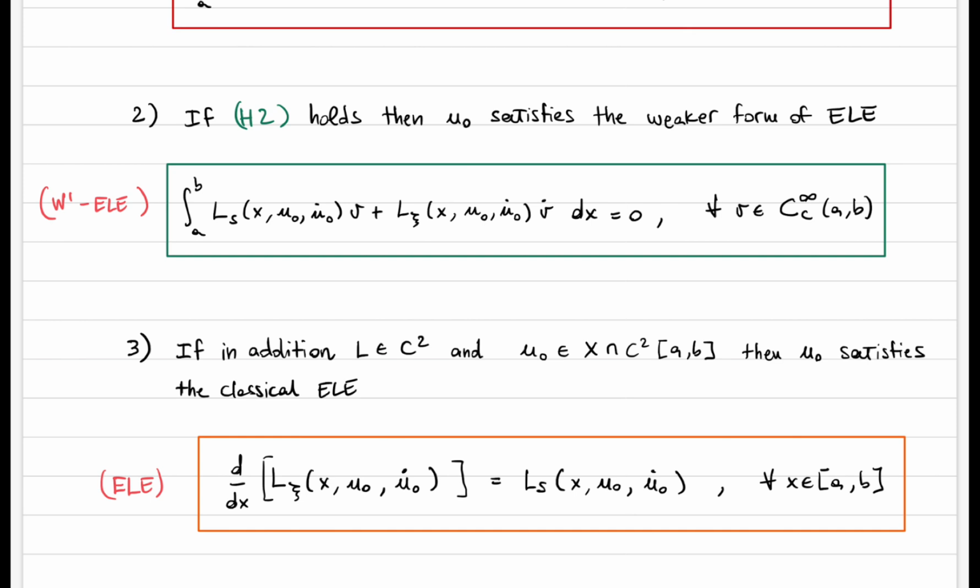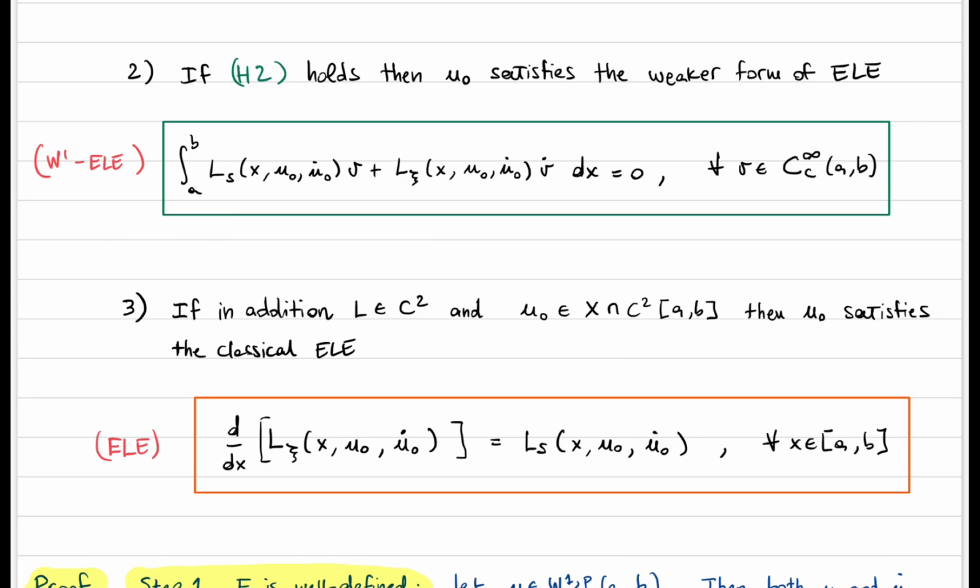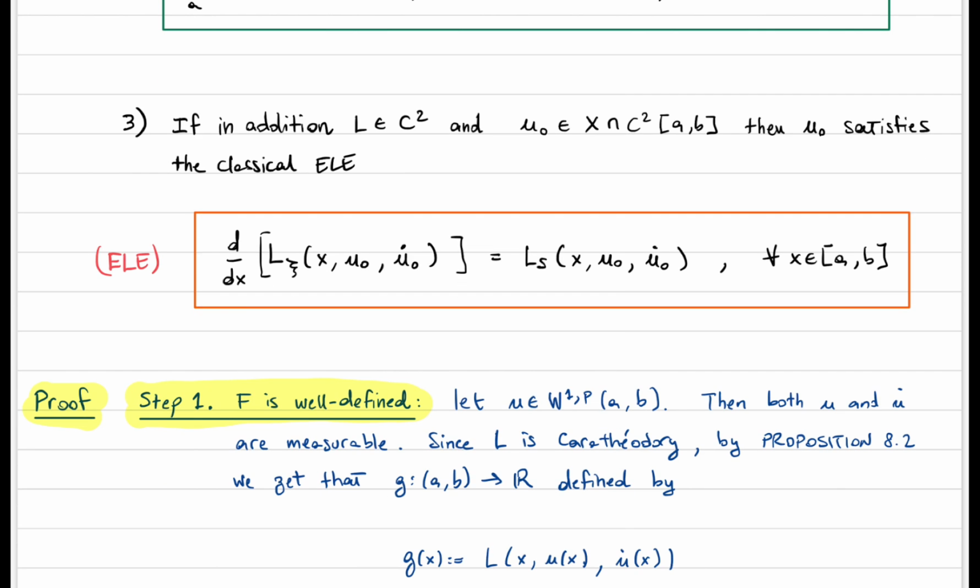But again, this is still a novelty in a way, because here a priori we're just defining the functional on the W1P functions and not on C1. So here there is actually something to prove. Okay, let's look at the proof of this theorem.